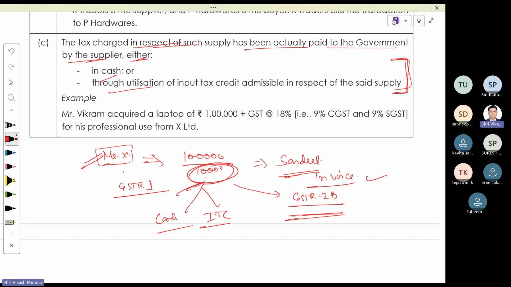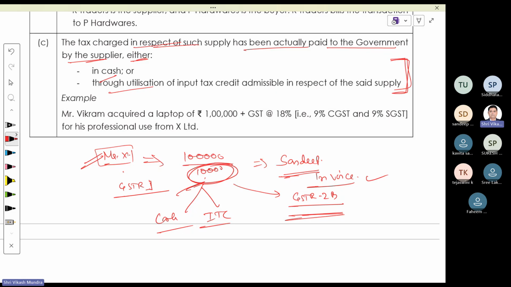These goods are used in business or profession. Goods or services are received by Mr. Sandeep. We will not grant ITC of rupees 10,000 to Mr. Sandeep, unless and until the money is received by the government, unless and until your supplier discharges his liability. Mr. Sandeep is not entitled to claim ITC on it.